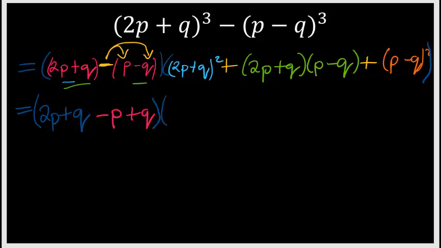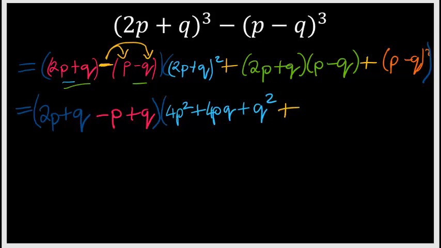My second bracket, I want to expand. So 2p squared: 2 times 2 is 4p squared. And then the middle term is going to be 2p times q, so 2pq times 2 is 4pq. And my sign is positive. And lastly, I've got q squared.